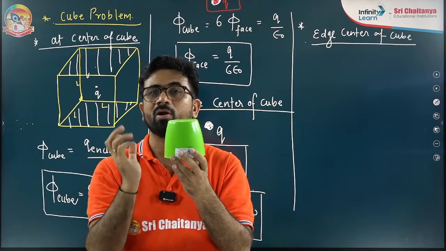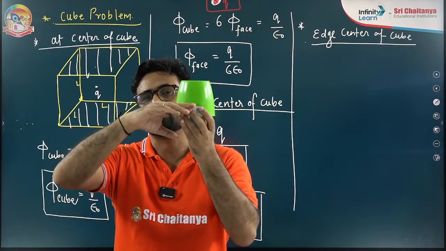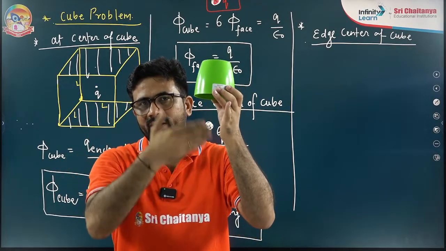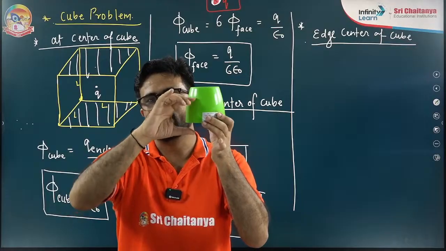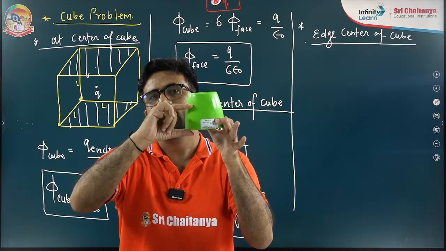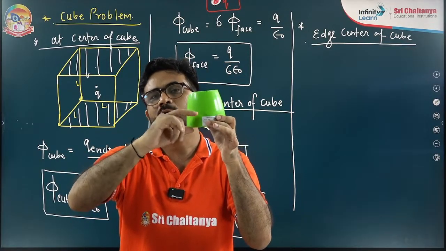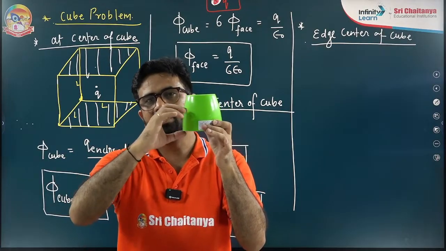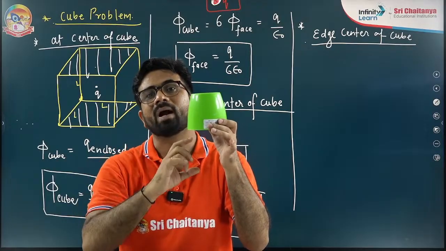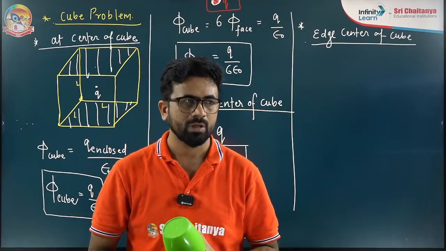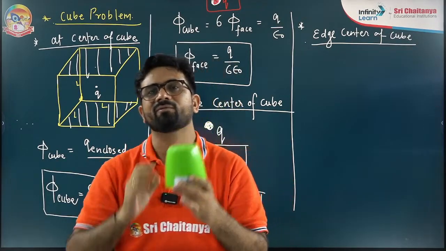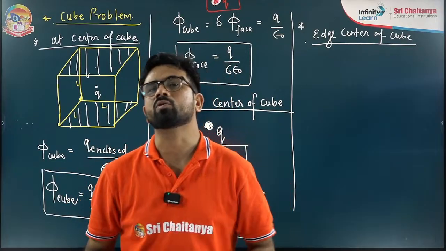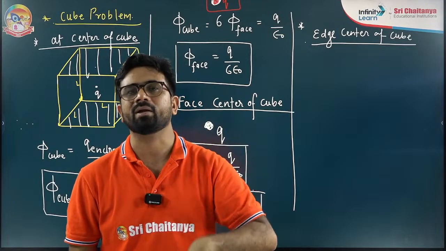But actually this is not at the surface, it is at the edge. That means here is the edge. So one surface is going like this and one surface is going like this. That means this portion is coming inside only one cube. That means this is how much? One-fourth part of this cube's charge. In one cube only 1/4 part is inside it.